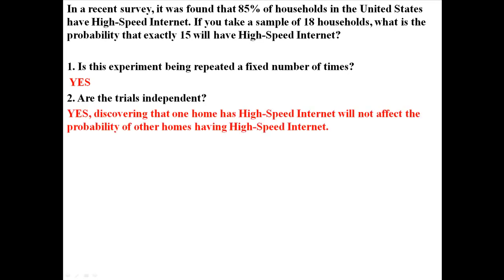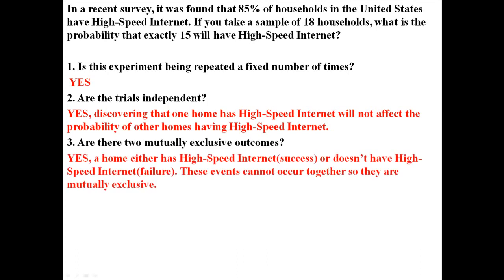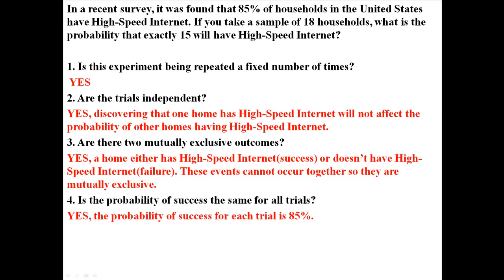Is the experiment being repeated a fixed number of times? Yes. Are the trials independent? Yes. Discovering that one home has high-speed internet will not affect the probability of other homes having high-speed internet. Are there two mutually exclusive outcomes? Yes. A home either has internet, which is a success, or doesn't have it, which is a failure. These events also cannot occur at the same time, like a house can't have it and also not have it, so that means these events are mutually exclusive. And is the probability of success the same for all trials? Yes, for every trial, the probability of success, in this case the probability of having high-speed internet, is 85%.